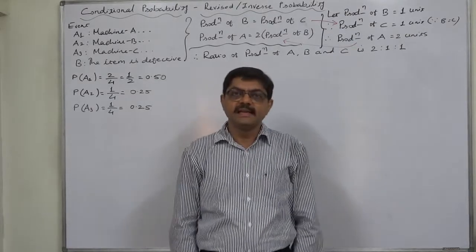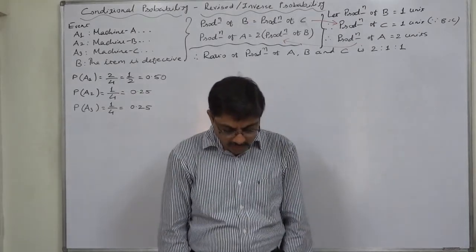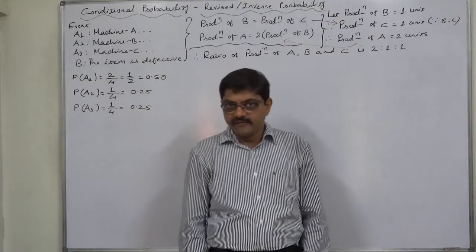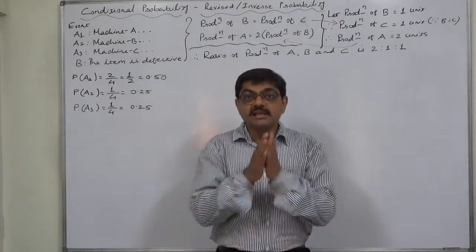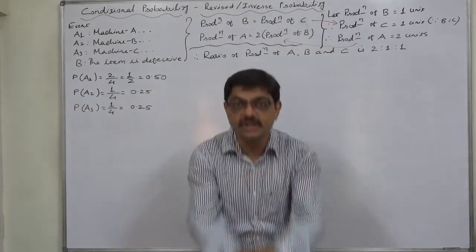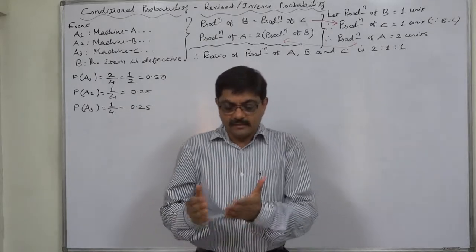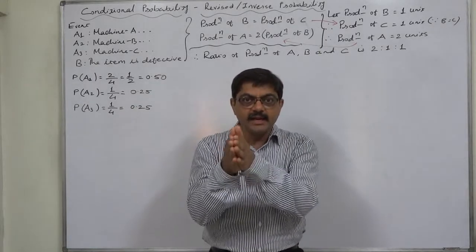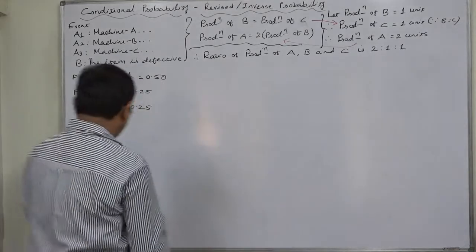2% of production of machine A is defective. 1% of production of machine B is defective. 3% of production of machine C is defective. That means these are actually conditional probabilities of any item being defective. The probability of an item being defective if manufactured by machine A is 2%.